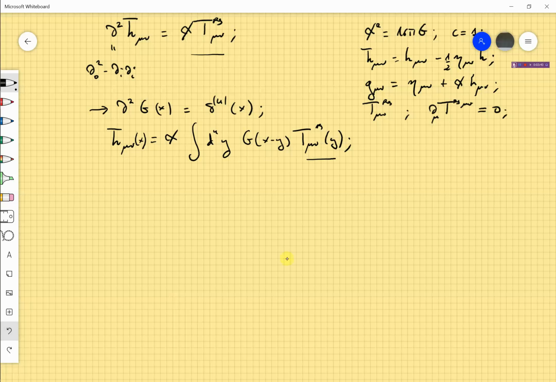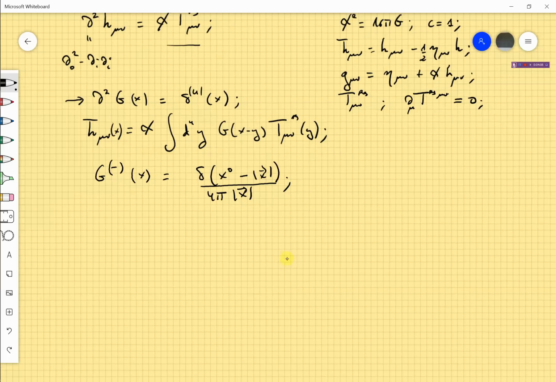So that's why we should use this retarded Green's function, and the retarded Green's function is given by this expression, with 4 pi here.